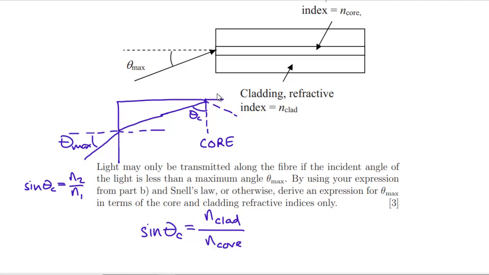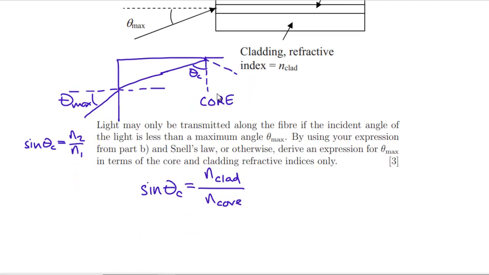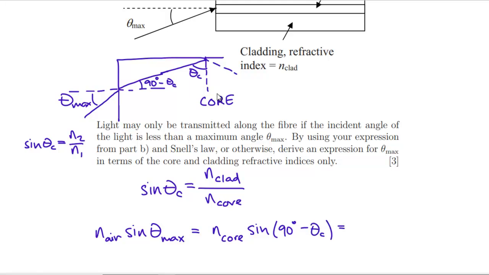Now, what are we now doing? That's for our theta c. So how are we going to relate that to theta max? Right, this is 90 minus theta c. So we can say from Snell's law that n air times sine of theta max has got to be equal to n core times the sine of 90 degrees minus theta c, which is n core cos theta c.